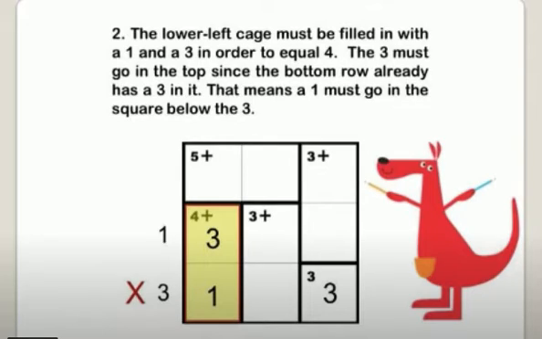Step number 2. The lower left cage must be filled with a 1 and a 3 in order to equal 4. The 3 must go in this top square, since the bottom row already has a 3 in it. That means that a 1 must go in the square below the 3. 1 plus 3 equals 4.